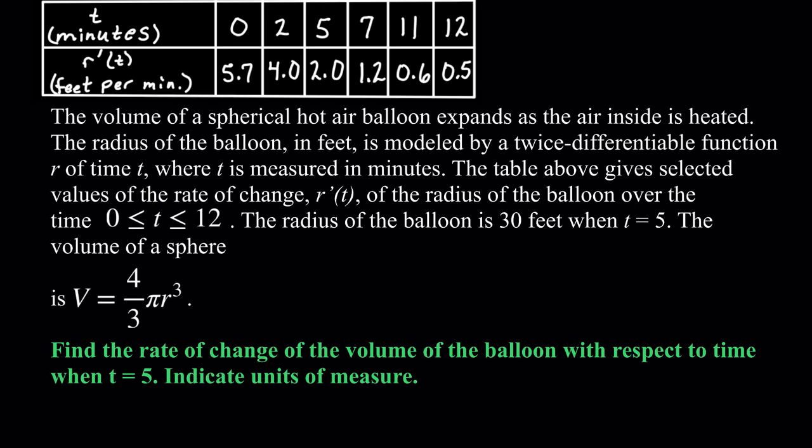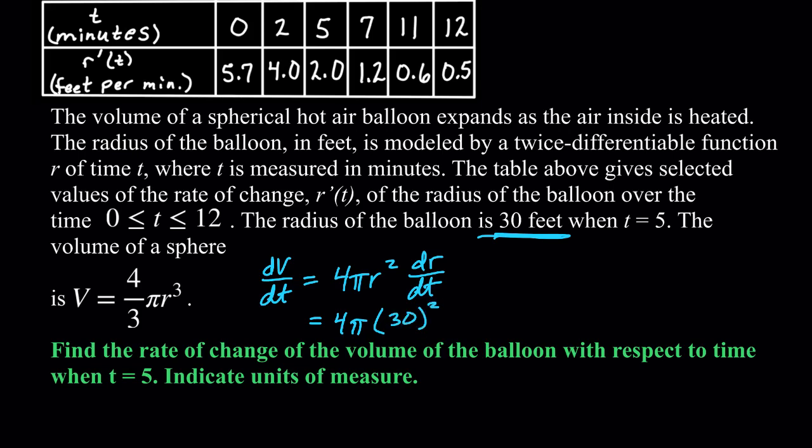And the volume of a sphere is given by this formula. It says find the rate of change of the volume, which means we are going to be looking for dV/dt, which would equal 4 pi r squared dr/dt. And dV/dt is the value we're looking for, which means we need to plug in some values. One is for r, and this says the radius of the balloon is 30 feet when t is 5, and so that is going to be 30 squared times dr/dt.